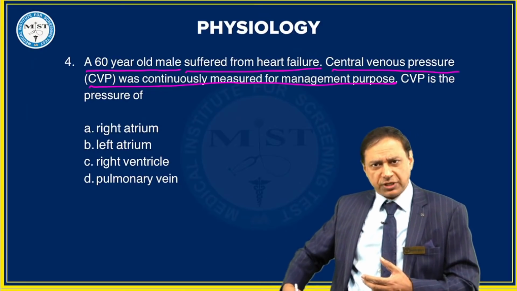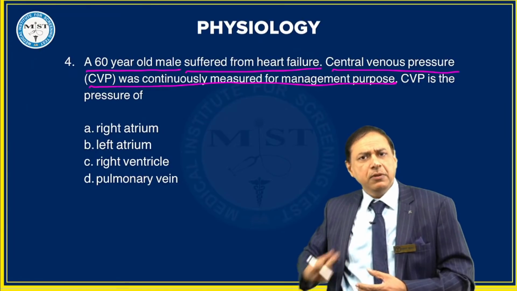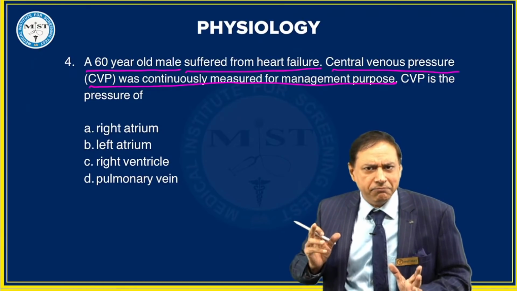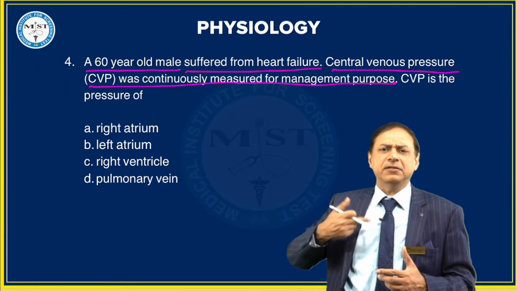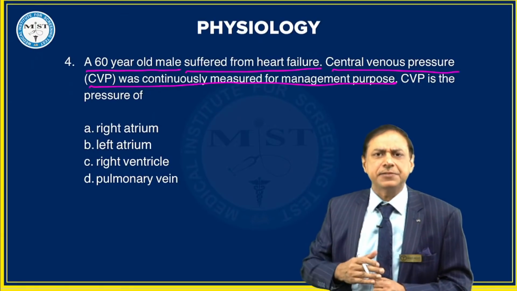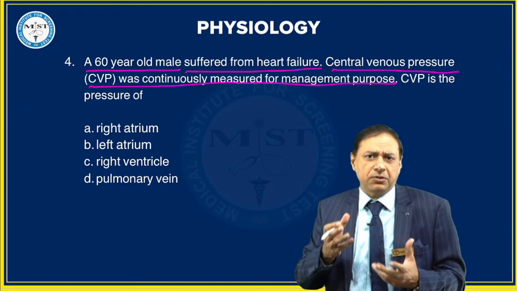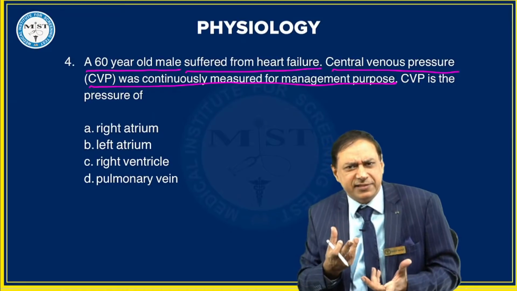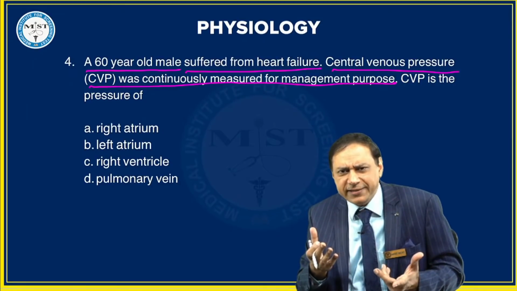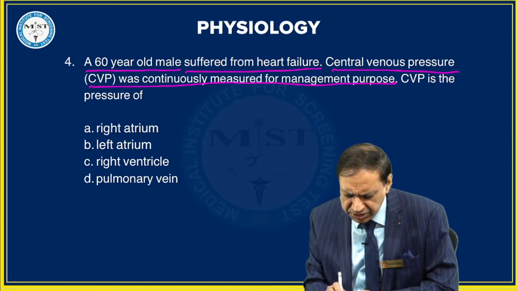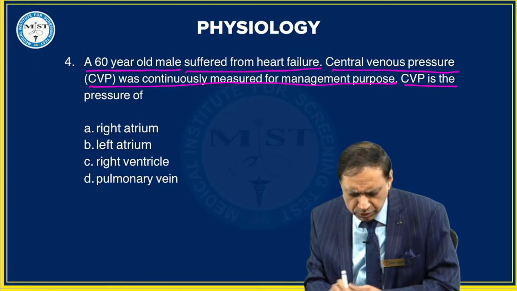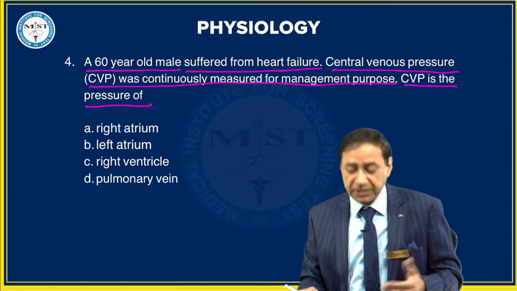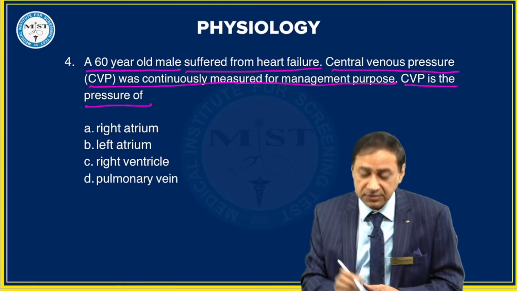We just put a catheter in the femoral vein and push that catheter into the central vein, somewhat like in the inferior vena cava inside the chest. And that pressure which is recorded from the inferior vena cava or from inside the chest by putting a central line, that pressure is known as CVP. Now, CVP measures the pressure of what? Right atrium.